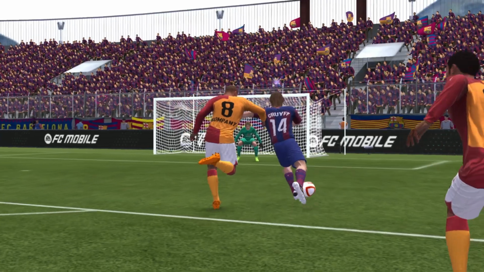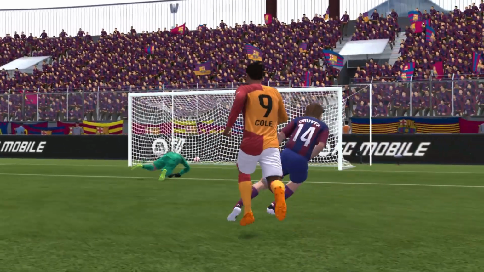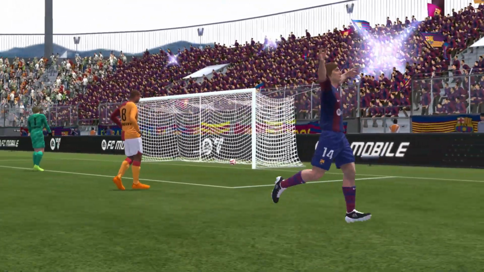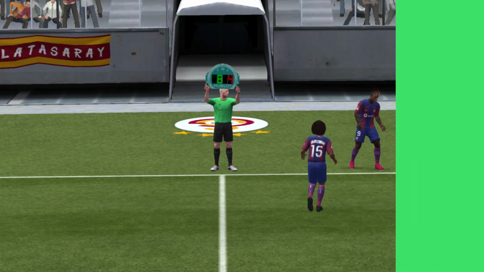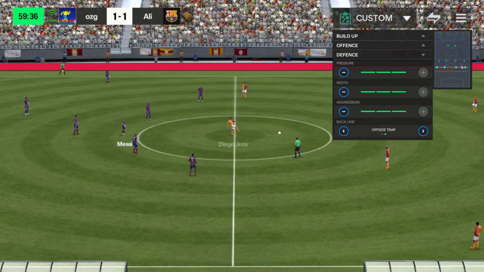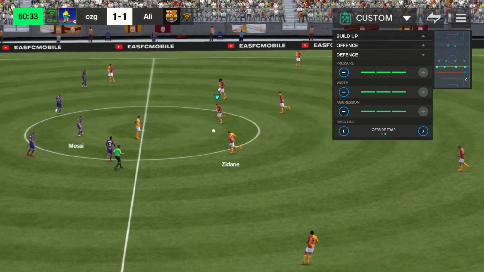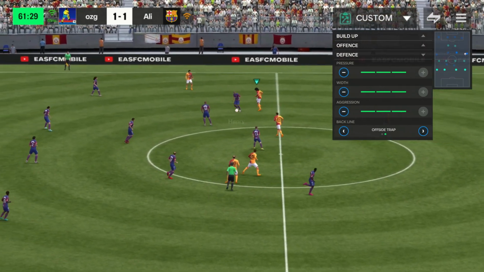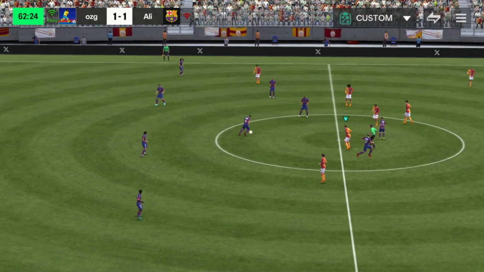Tackle tendency determines the frequency at which your players will commit to a tackle, or if they will contain the attacker. Back line. Free: your defenders will not attempt the offside trap. Offside trap: this tactic tells your defenders to quickly push up as a unit, with the goal of catching an attacker offside.